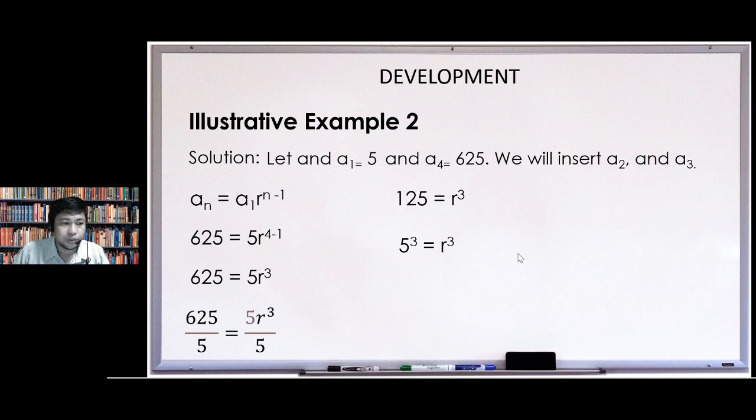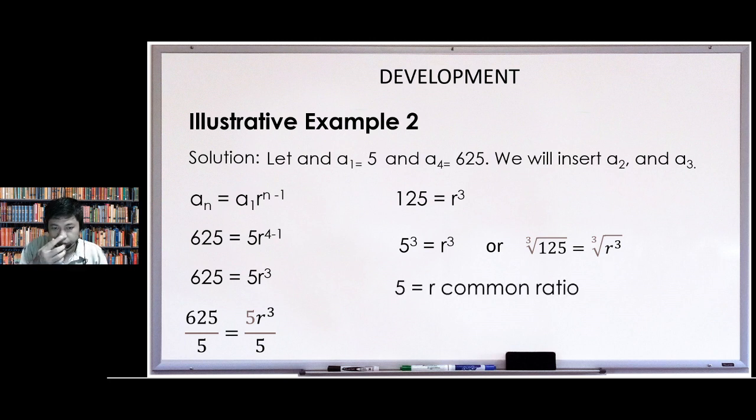Or you can also show this by using this solution. You can get the cube root of 125, and on the other side you're going to get also the cube root of r cubed. So similarly, it will give you the common ratio, which is 5. Okay.